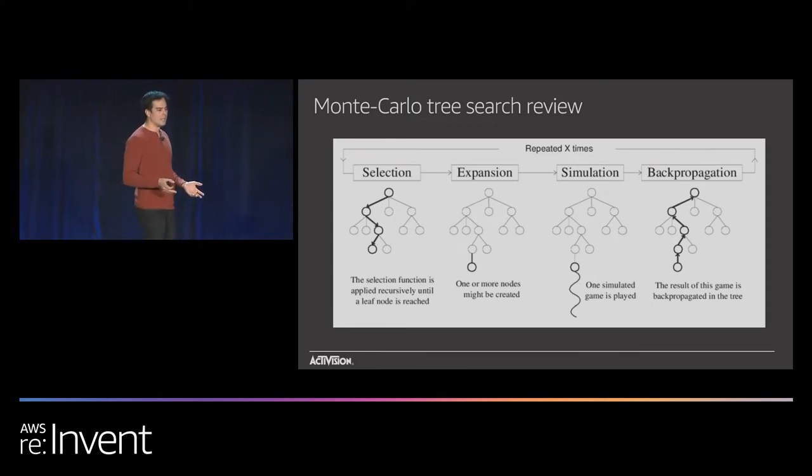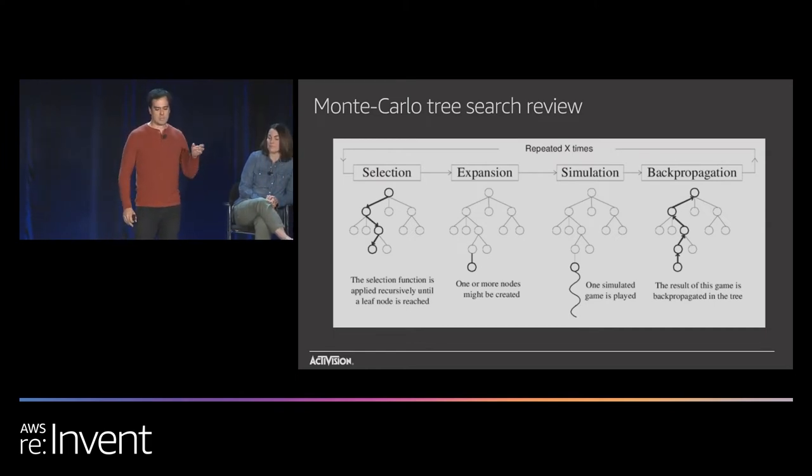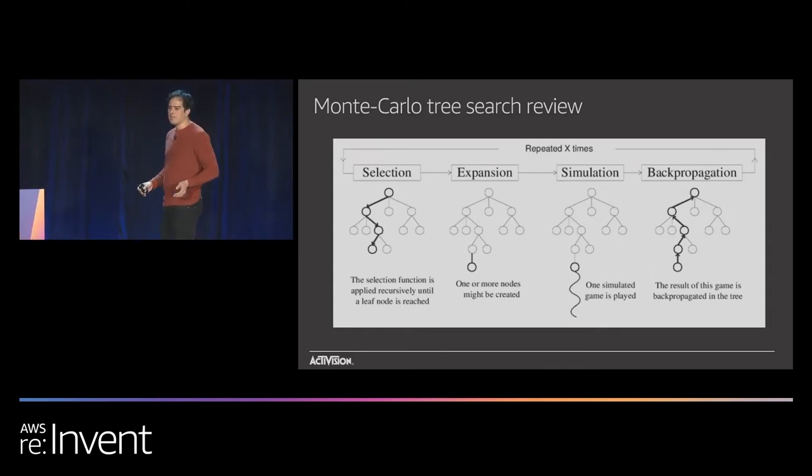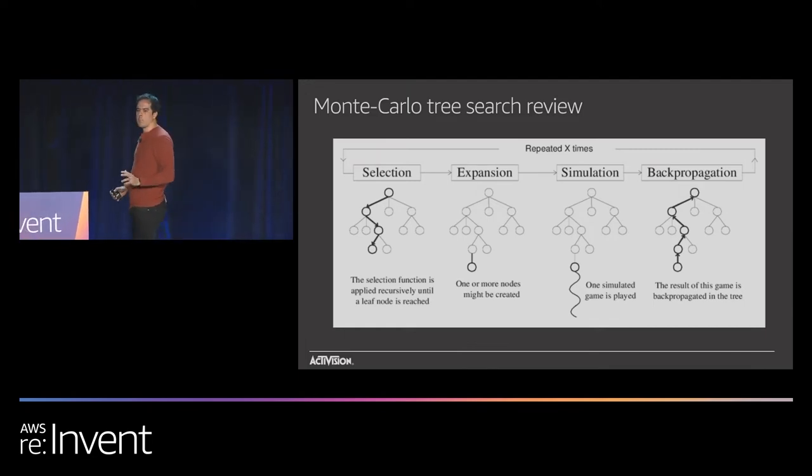Eventually, you're going to reach a state that you don't know much about. There's a leaf node, and that's where you're going to have the expansion, and simulation comes in, because you want to know what happens when I do something in the leaf node. And backpropagation is the backpropagation of this value all the way up to the root. Now, you're going to propagate a plus one, a minus one.